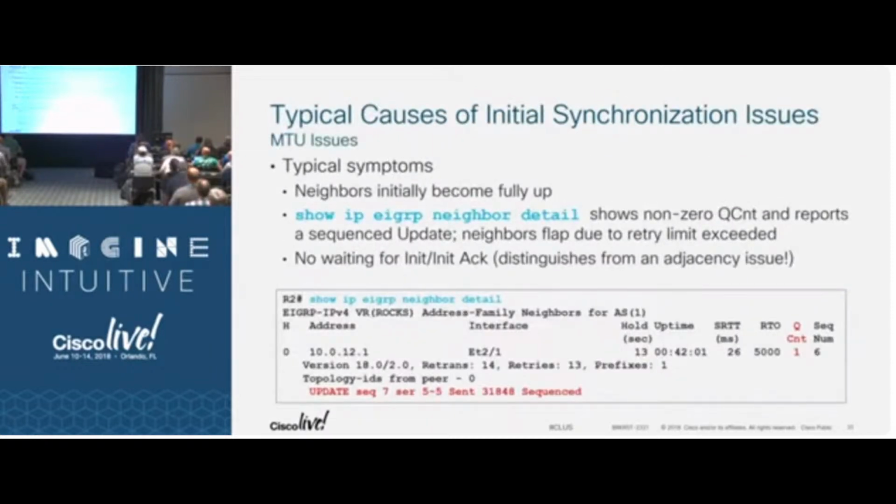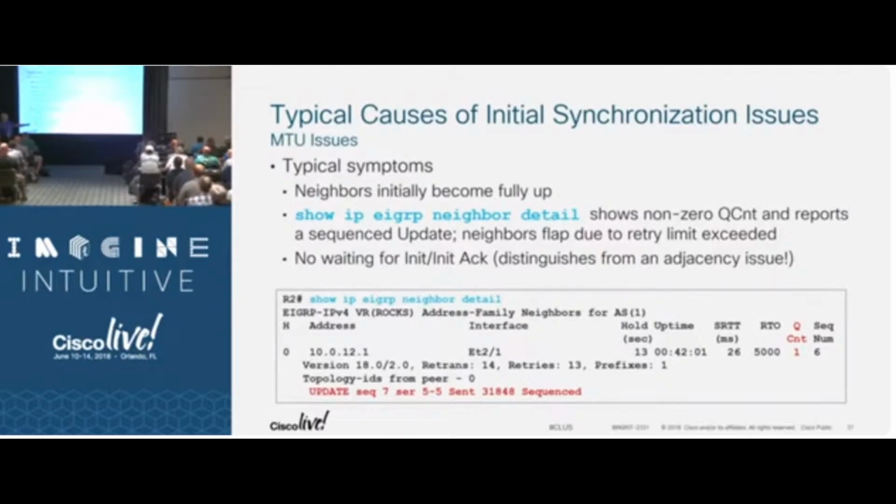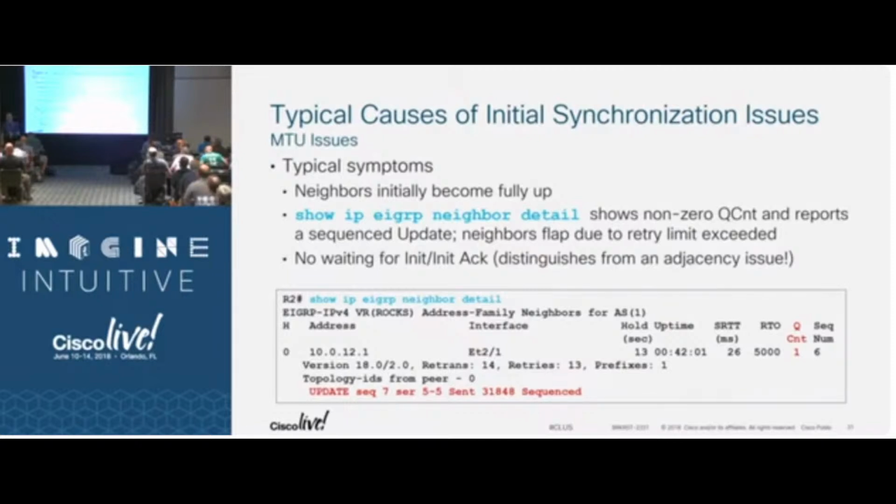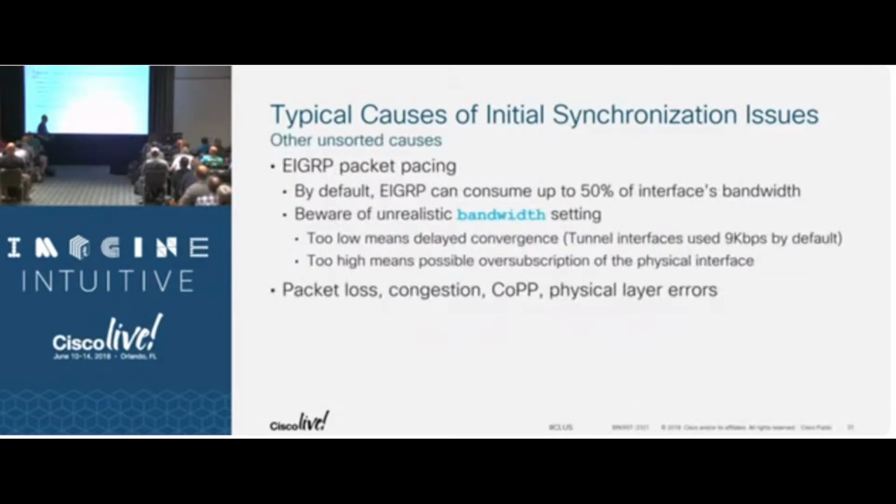So, the MTU issues will typically be seen by the inability for the neighbors to end up in a stable state. They will be up, but if you do a show ip eigrp neighbors, you can expect the queue count to remain at a non-zero value. The details won't tell you anything more about waiting for init or waiting for init-ack. That's not going to be there, but you see a packet enqueued and waiting to be acknowledged, which is never going to happen. This would be the typical symptom of an MTU issue. Eventually, the neighbor will flap with retry limit exceeded, come back, and the whole process will repeat itself, never-endingly.